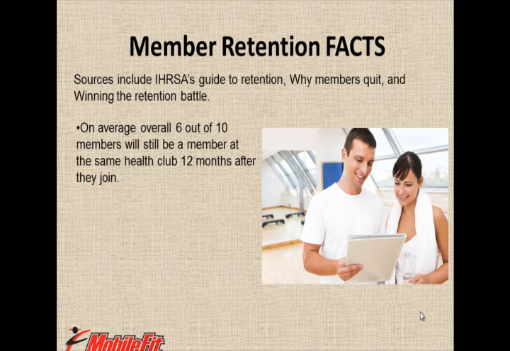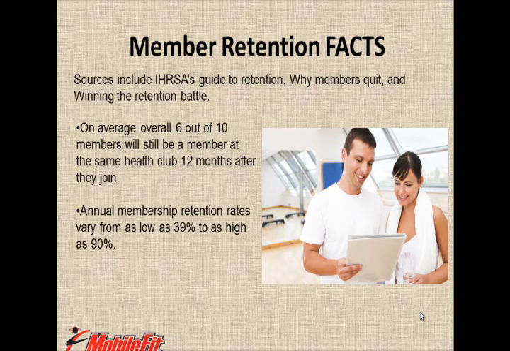So if this is the average, this can give us clues if we know our health club's retention rate of where we fall in comparison to an average club. So if the average is 60% or thereabouts, obviously we want to be above 60% with our health club, or at least on the way to achieving that. We also know that annual member retention rates vary from as low as 39%, which is pathetic, to as high as 90%, which is absolutely exceptional.